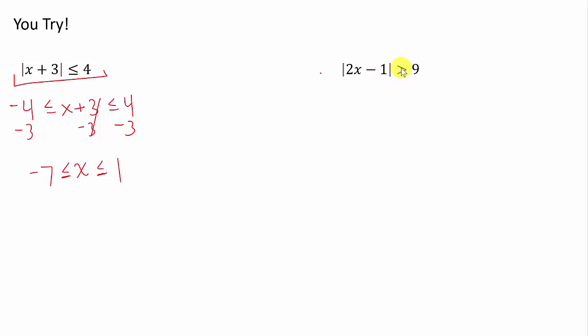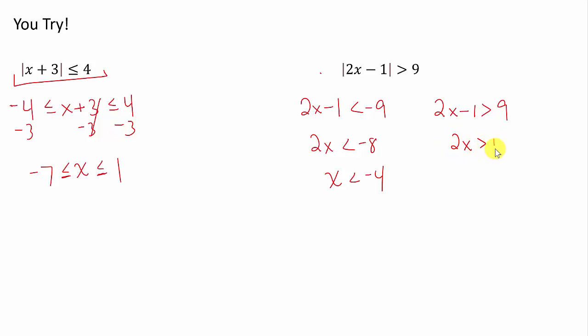Okay, in this example, it's greater than. So remember, we're going to take everything inside the absolute value and we're going to say is less than the negative version. And then we're going to take everything inside and leave it as greater than 9. We're going to solve both. So adding the 1 here is going to give me 2x is less than -8. Dividing by 2 gives me x is less than -4. Over here, when I add 1, I get 10 on the right. Divide by 2, I get x is greater than 5. So x is less than -4 or x is greater than 5.